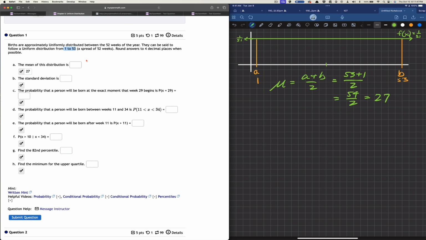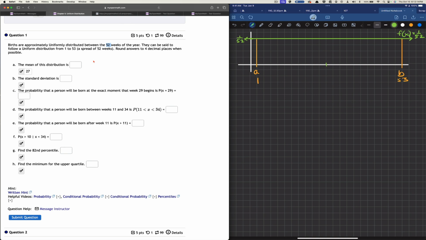And this is 1 over 52. Because I'm a doofus and didn't read the question closely. I saw this, it just started going, but 1 through 53. Okay.